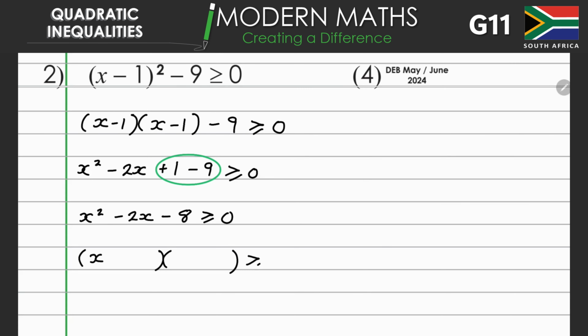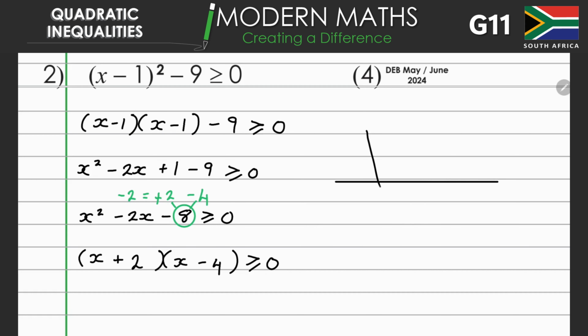So the factors of 8, that will give me -2. 4 times 2 comes to mind. So I'm going to need to add or subtract those. So -4 plus 2. Okay, so there's our brackets. X plus 2, x minus 4. That gives us our critical values to be -2 and 4.